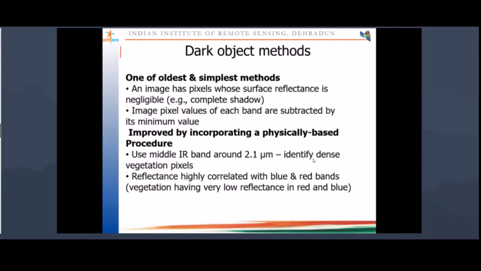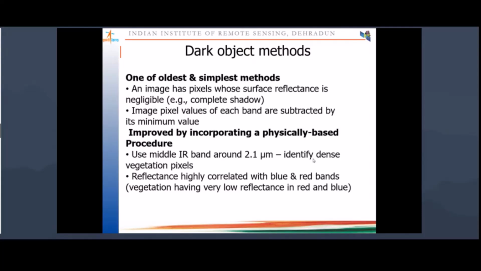So depending on which features are there in the data for those corresponding bands, you can select them, assume the reflectance or the DN values or the radiance values associated with those pixels to be coming from the haze effect of atmosphere, and then subtract this value from the entire image.